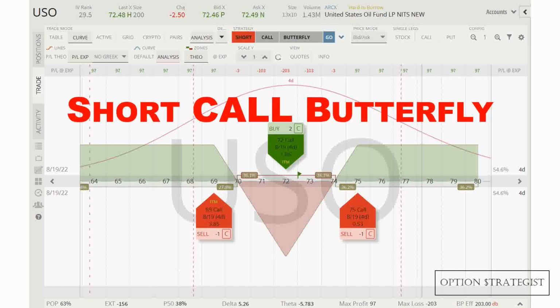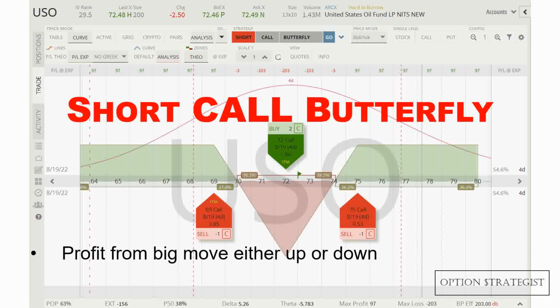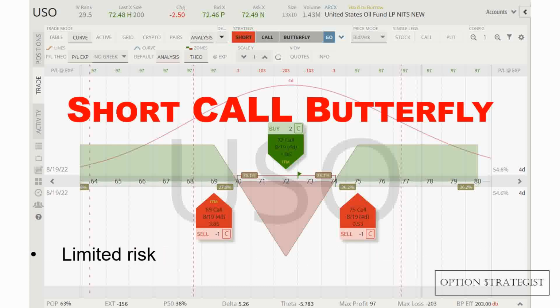Short call butterfly is very similar to the long straddle strategy. It also requires USO price to have a big move, either up or down, to make profit. The strategy also has limited risk, but unfortunately, because of the calls that I sell to reduce the risk, my maximum profit is limited to the premium that I collect.